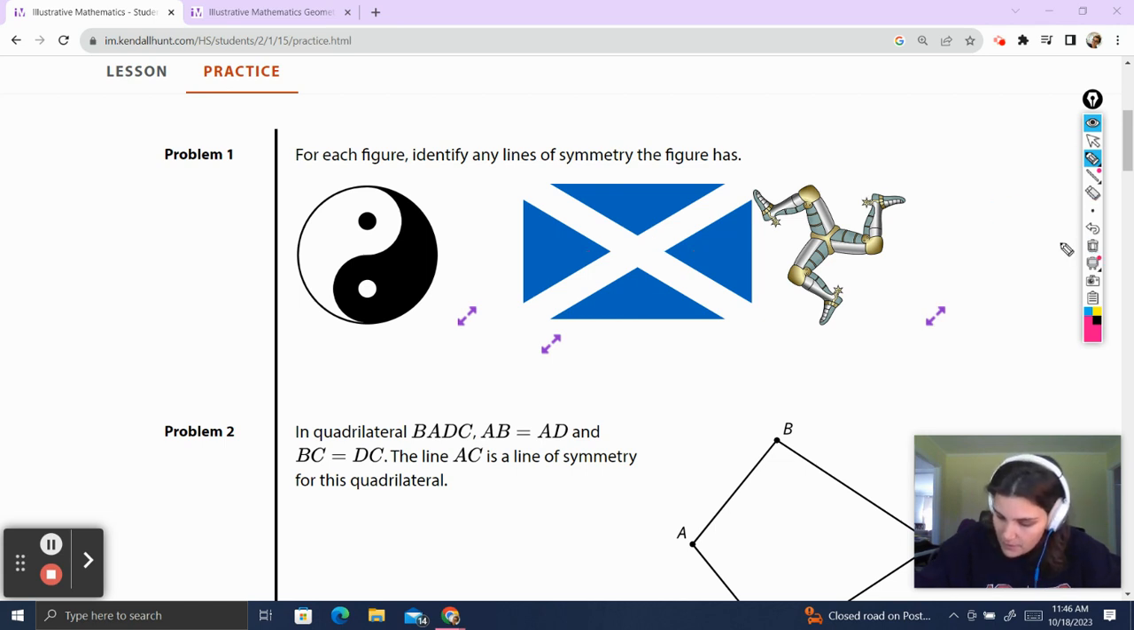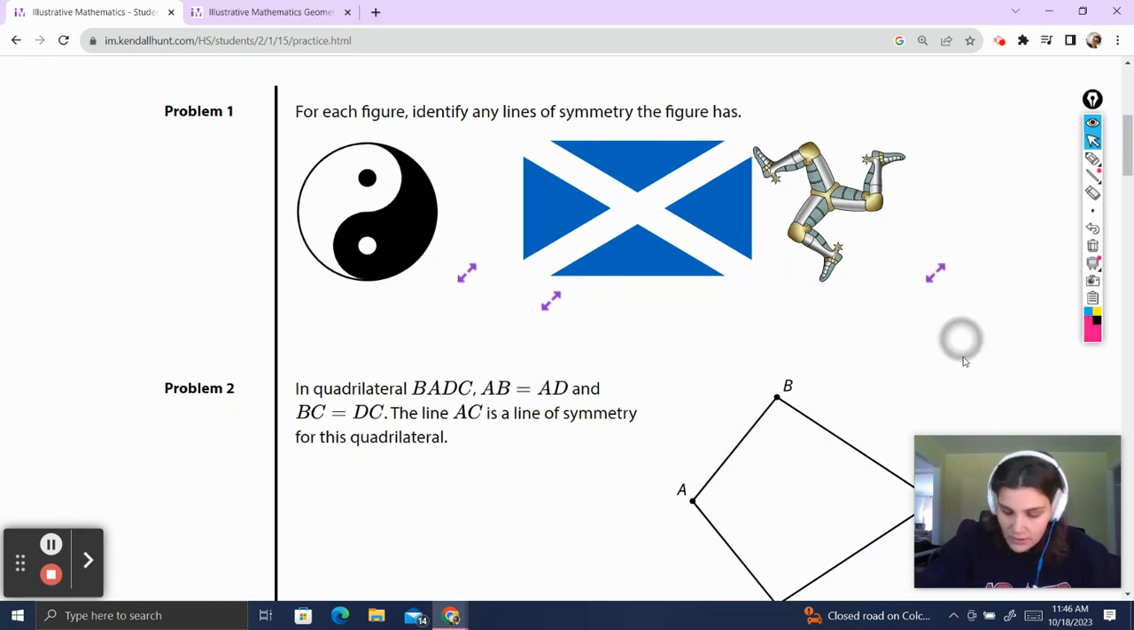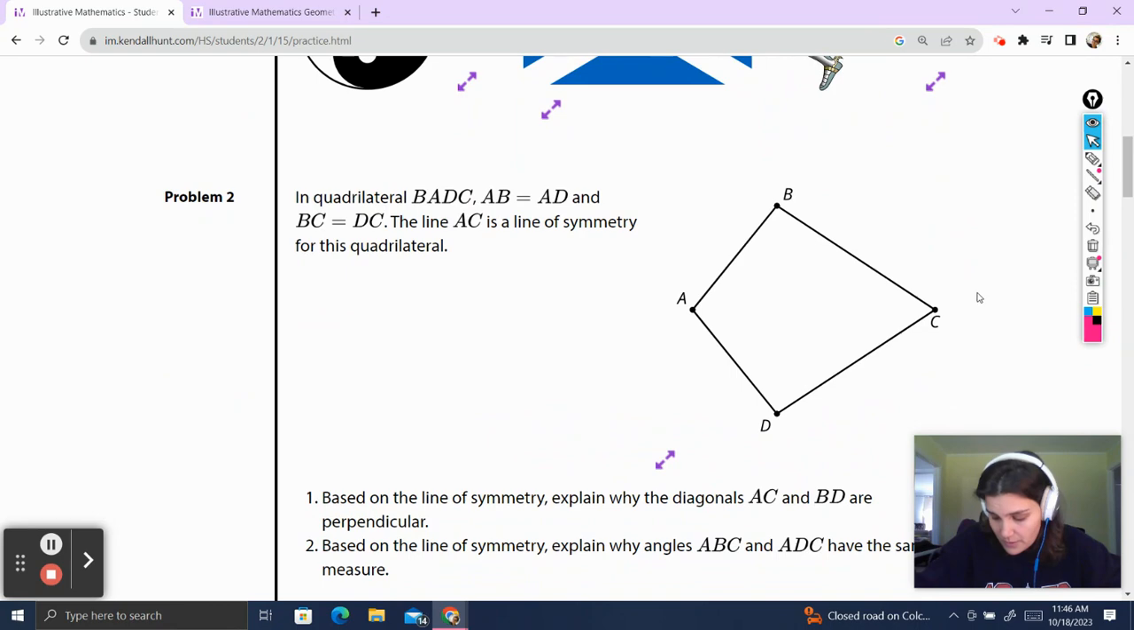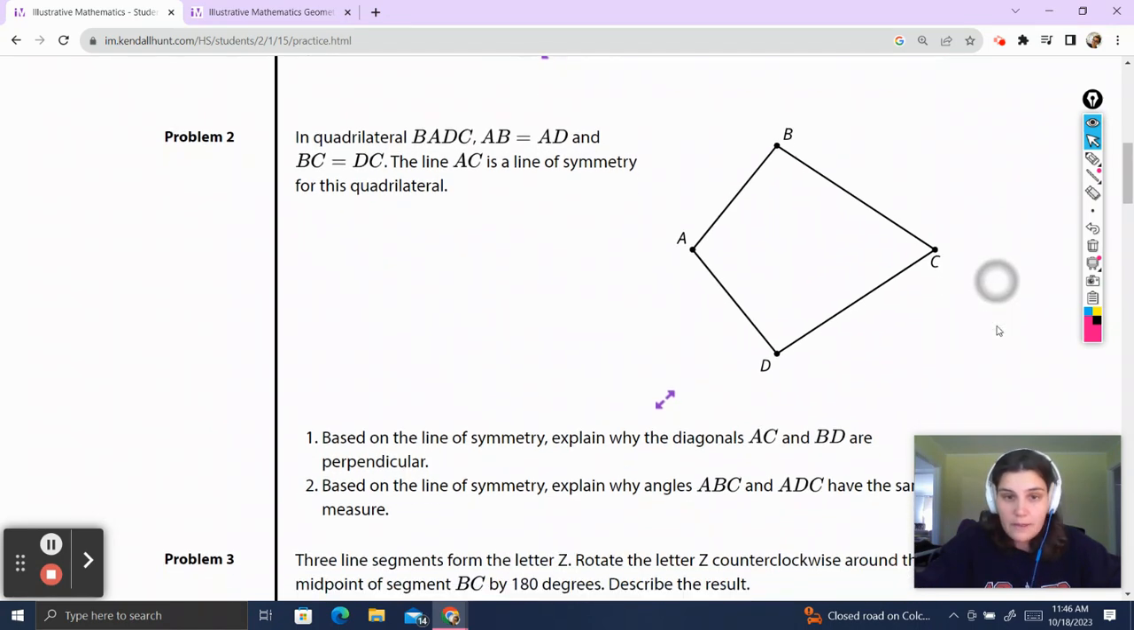Now for our pinwheel with the legs, I don't think I see any way where I can fold it or reflect where the figures match up onto the other figures. So I'm going to say no lines of symmetry here. And we're done with this question. Pause the video if you want to take a second and look at these figures on your own and determine if you can find any other lines of symmetry.